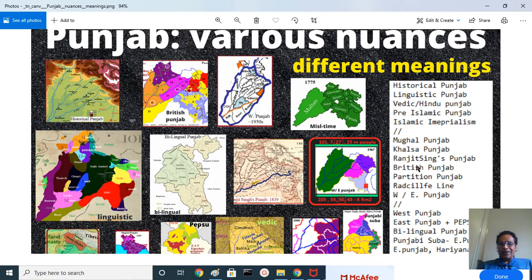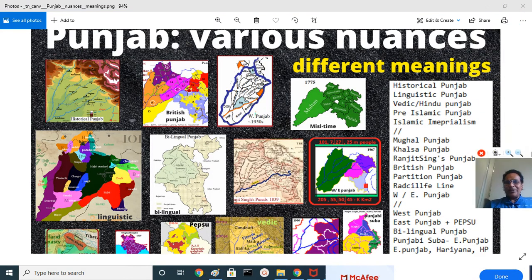East India Company Bahadur. Then we have British Punjab for nearly 100 years, from 1849 to 1947, partition times. Then we can see the partition Punjab and Radcliffe Line, and East Punjab and West Punjab. We'll have a look at it, East Punjab and West Punjab.